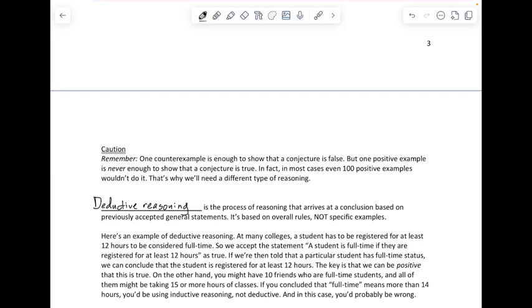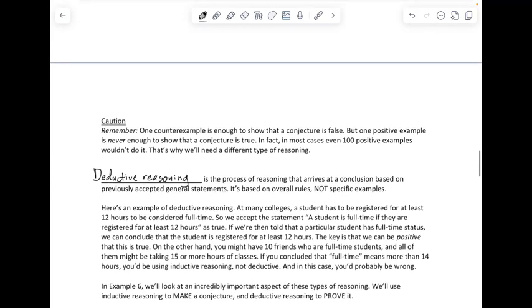If we're then told that a particular student has full-time status, we can conclude that the student is registered for at least 12 hours. The key is that we can be positive that this is true. On the other hand, you might have 10 friends who are full-time students, and all of them might be taking 15 or more hours of classes. If you concluded that full-time means more than 14 hours, you'd be using inductive reasoning, not deductive. And in this case, you'd probably be wrong, right? But the definition of full-time as being at least 12 hours, that's a general rule, right?